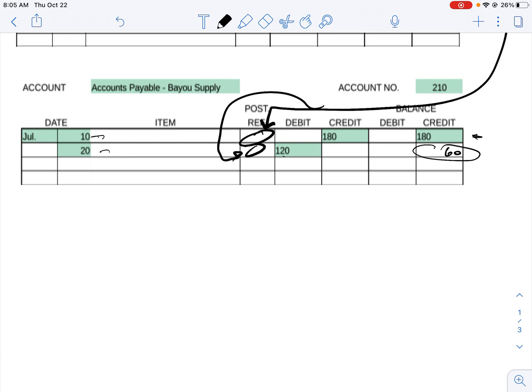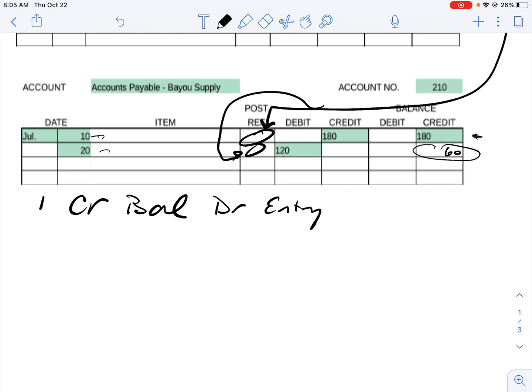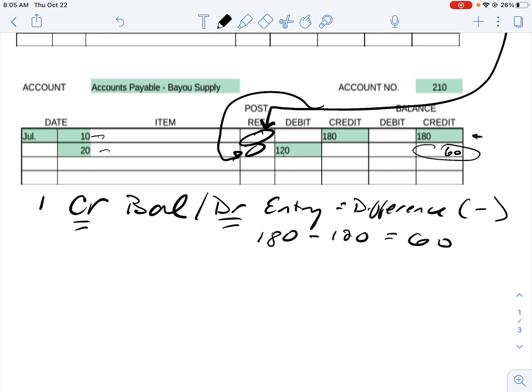The longer way of thinking of it is this. We are journalizing to calculate the balance. If we have a credit balance and a debit entry, as we do here, credit and debit, CR, DR, they are different. Since they are different, we are going to find the difference, or for you mathematicians out there, we are going to subtract. So in this case, we take 180, which is our credit balance, minus 120 to give us 60.